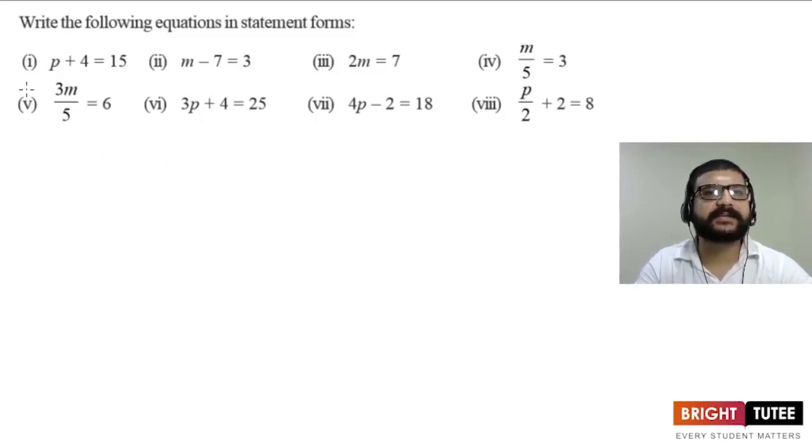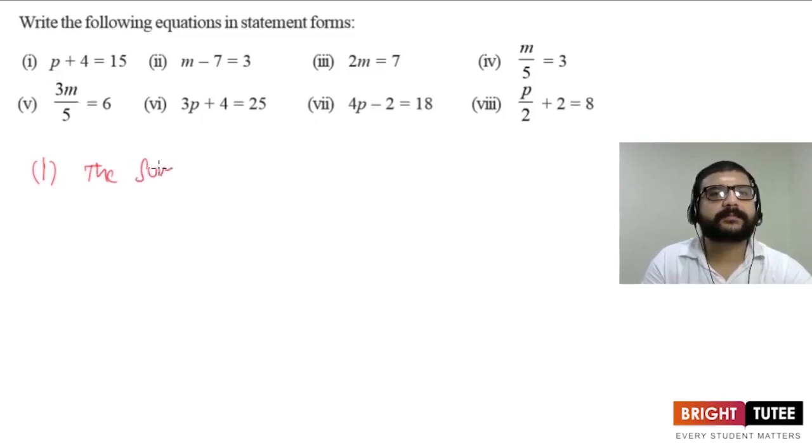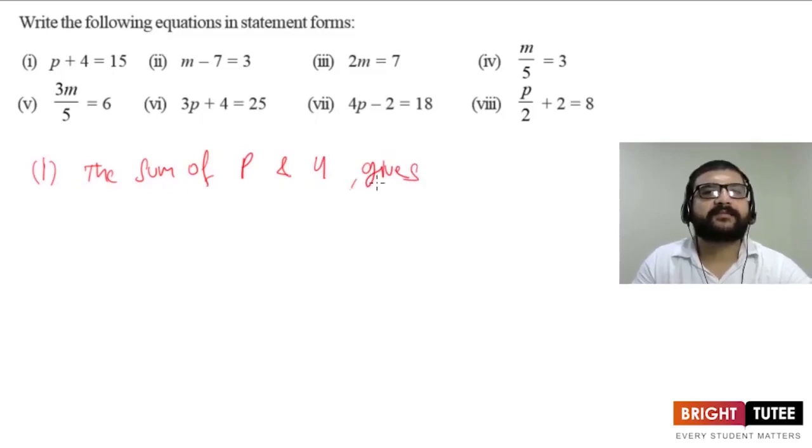The first equation here is p plus 4 is equal to 15. So what we can do, we can write the sum of two numbers, or the sum of p and 4 gives 15. p plus 4 is equal to 15. The statement will be the sum of p and 4, or we can write the sum of two numbers p and 4 gives 15.